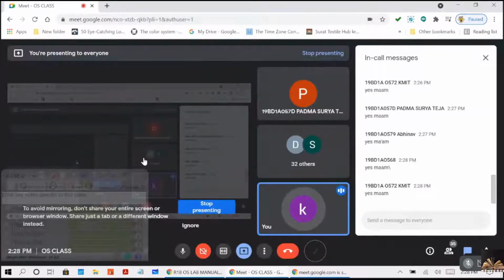Can you do the second one, those who haven't completed it? Everyone completed the first. Is anyone still doing the first program, guys?